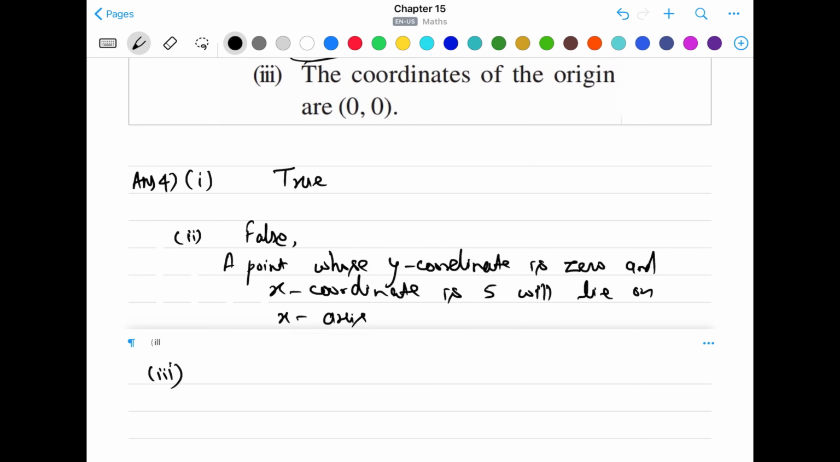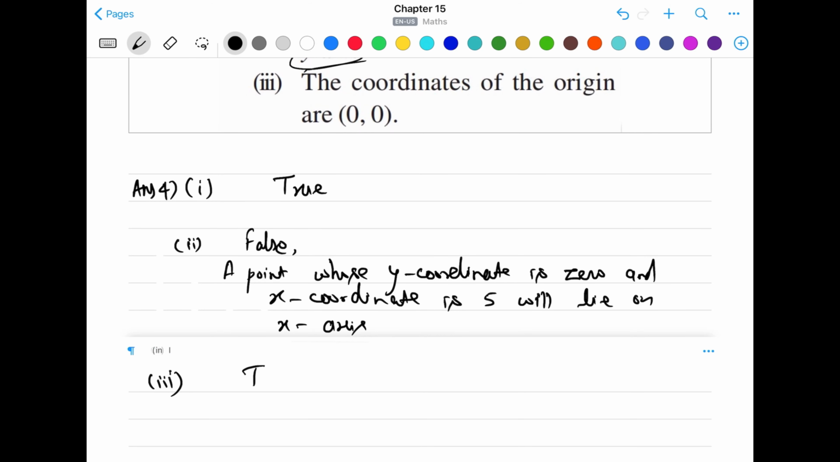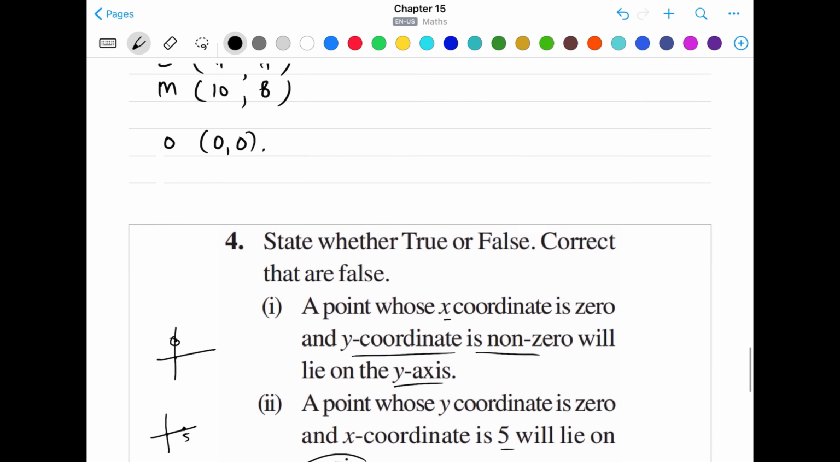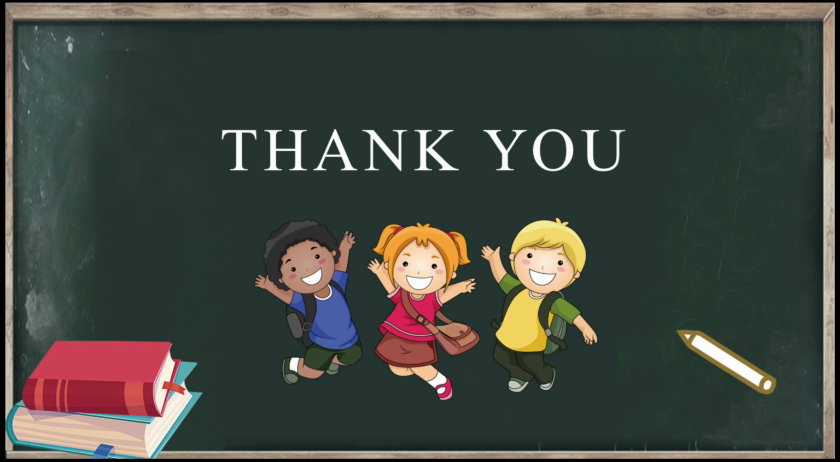That will be a correct statement. Then we have the third one: the coordinates of the origin are 0 0, so it is also true. So with this we have completed all the 4 questions of exercise 15.2. I hope you understood the questions. Now you have to practice this multiple times so that you understand them better. That's all for now. Thanks for joining here, everyone.